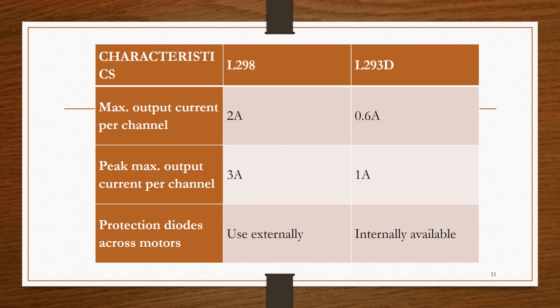There are two frequently used drivers, L298 and L293D. Maximum output current per channel in L298 is 2 ampere; here, for L293D, it is 0.6 ampere. Peak maximum output current per channel in L298 is 3 ampere, and L293D is 1 ampere. For protection diodes across motors, L298 usually uses external ones, and L293D uses internally available diodes.